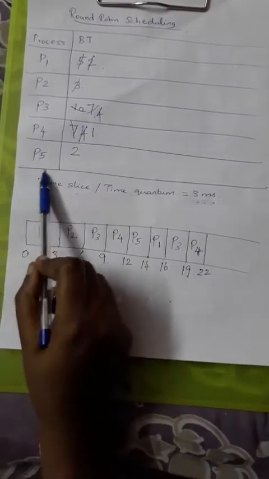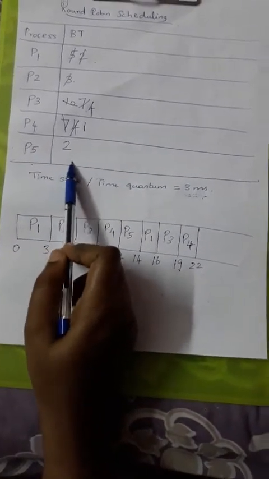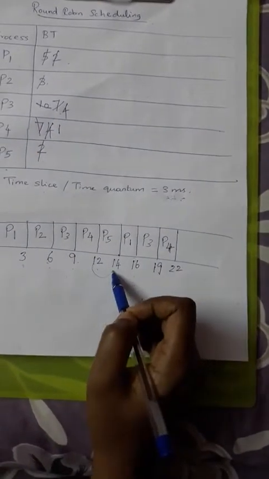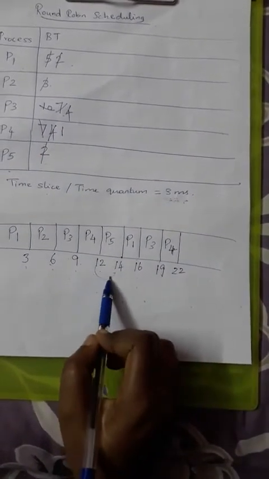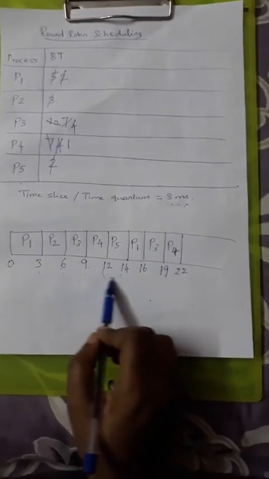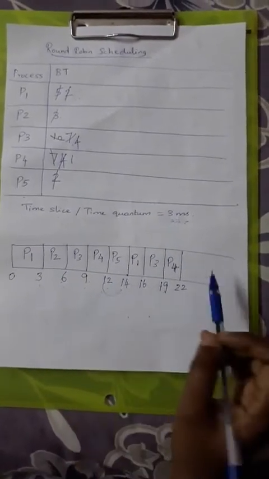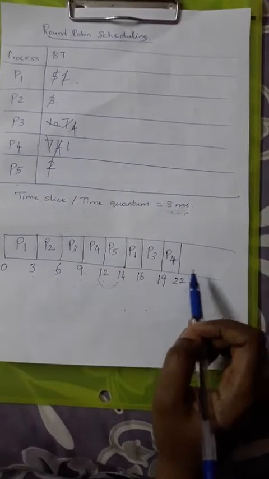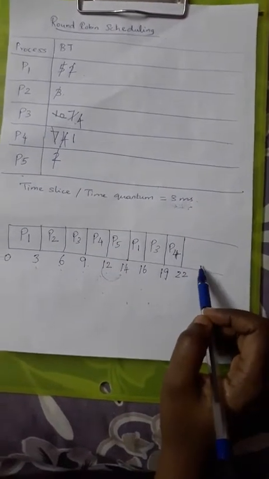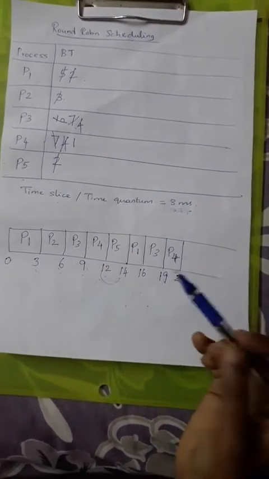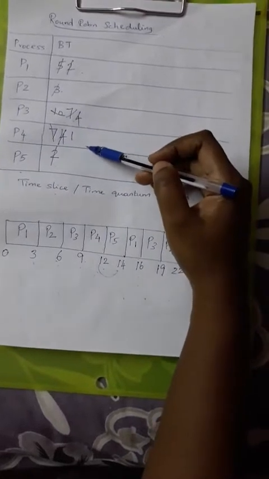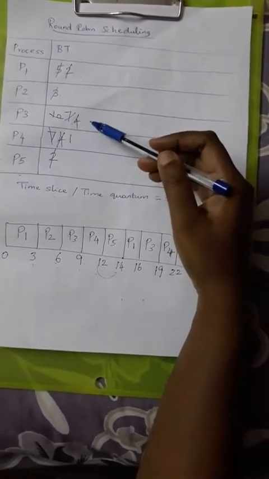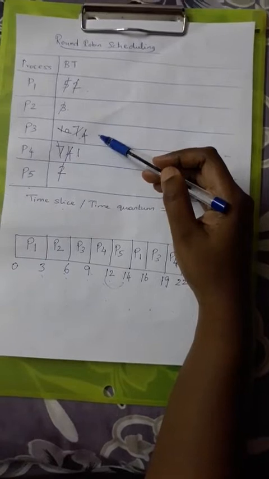Then process P5 had only 2 millisecond to be executed, but it has completed its execution already. Process P2 has also completed its execution. So we no need to execute process P5 again. Now we can see what are the remaining processes to be completed. If you see, here we have process P3.